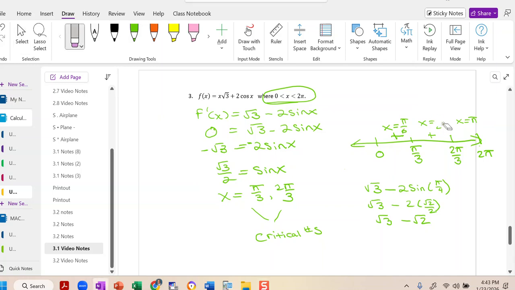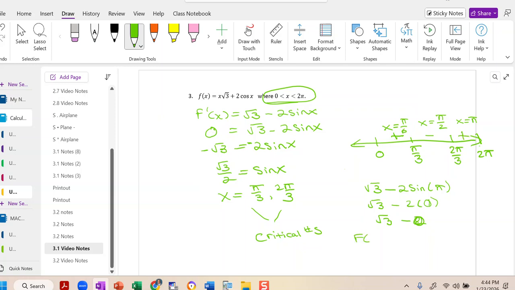Sorry, I can't choose. Pi over 4 is less than pi over 3. I should have chosen pi over 2. So let's do pi over 2. The sine of pi over 2 is 1. So the square root of 3 minus 2, that's negative. And then when you put pi in, that makes this a 0. Square root of 3 minus 0, so that makes it positive.